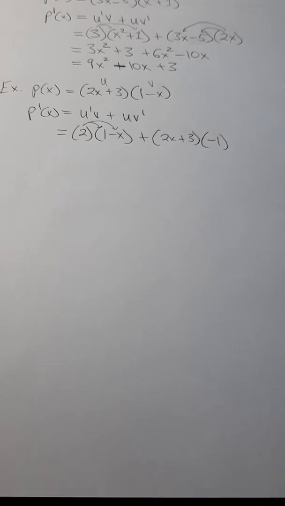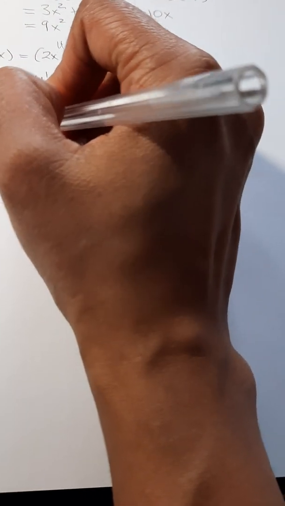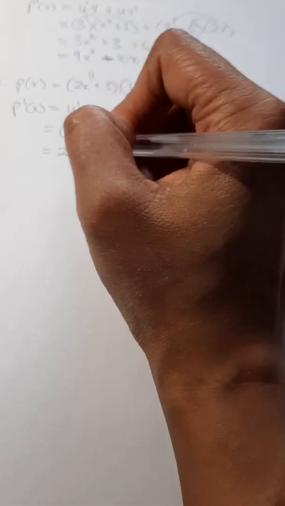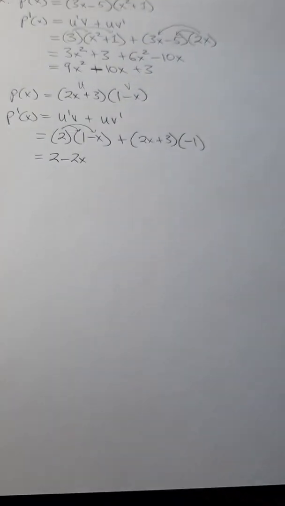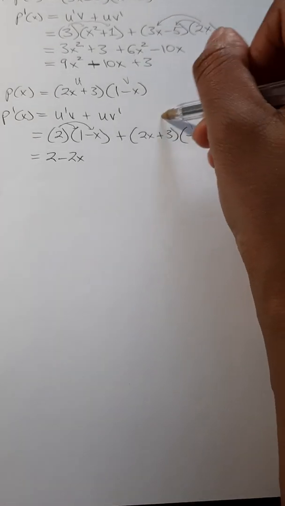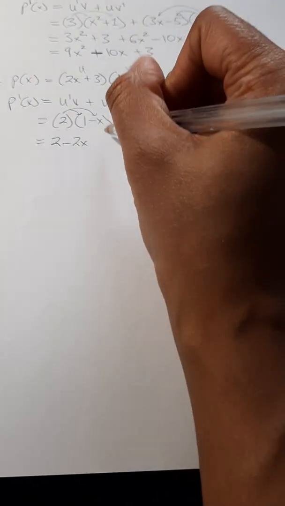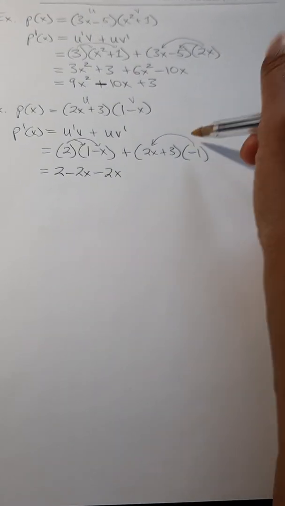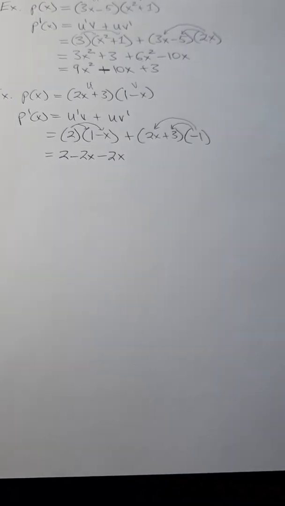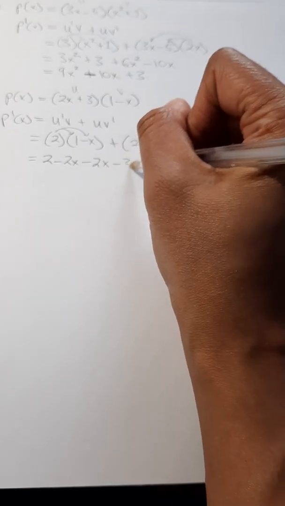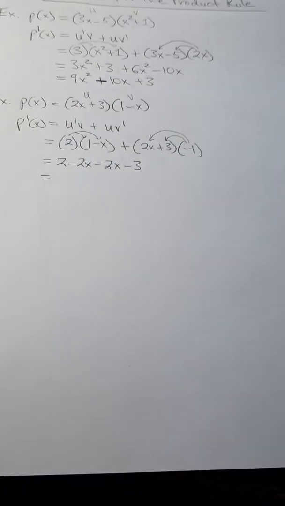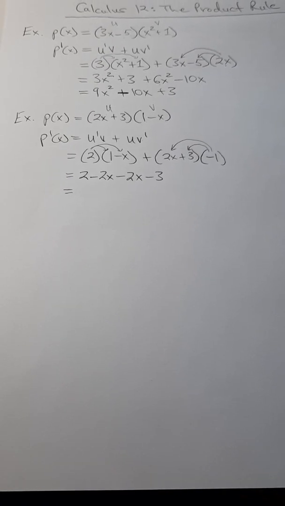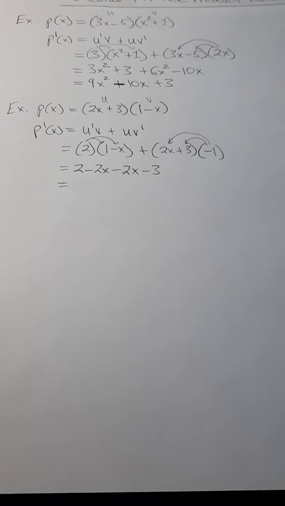Okay, so we're doing 2 times 1 here, which is equal to 2. And then we're doing 2 times negative x, so negative 2x. Let's go to the second bracket here. We're doing negative 1 times 2x, negative 2x. And then you're doing negative 1 times 3, which is equal to negative 3. So you notice once you substitute it into the equation, all you're doing is just expanding and simplifying the expression.